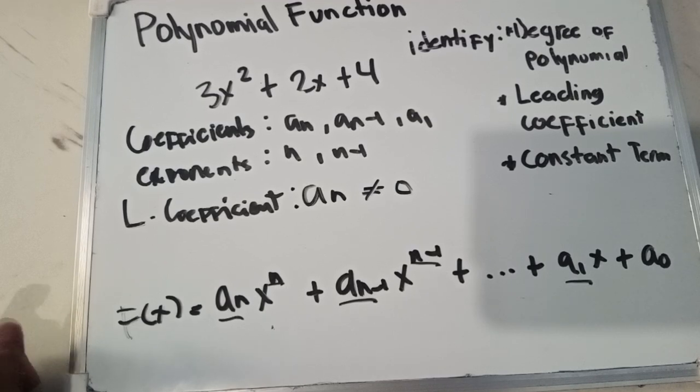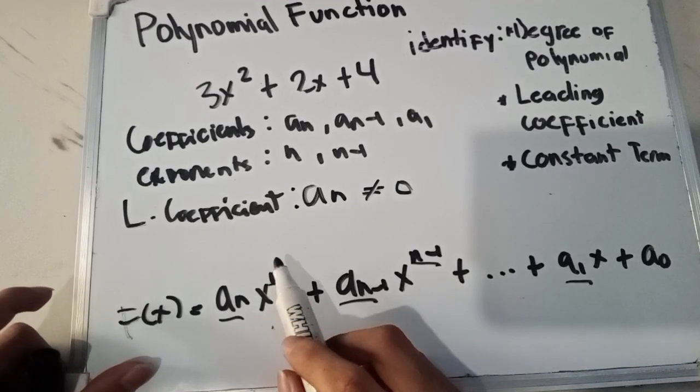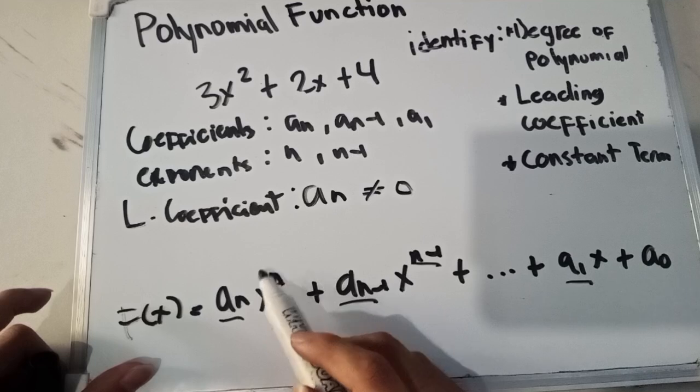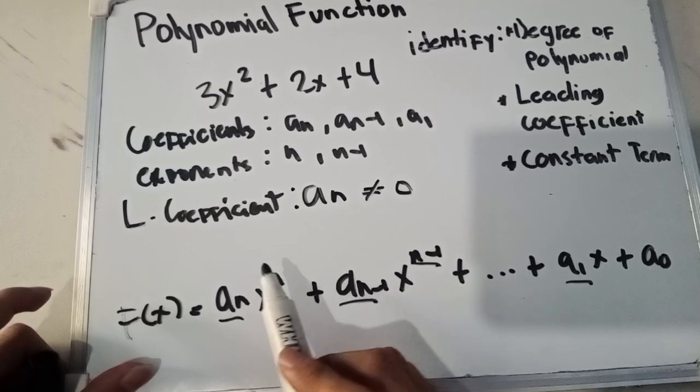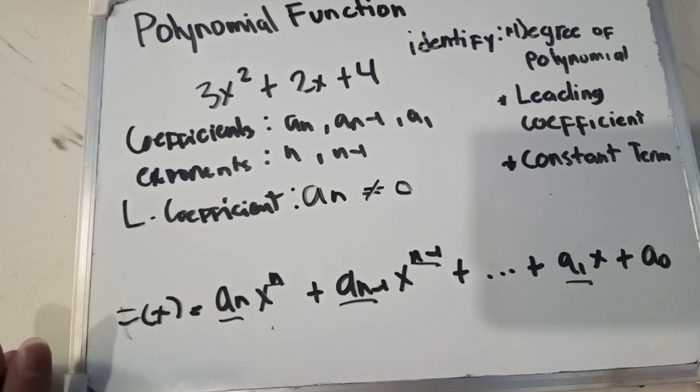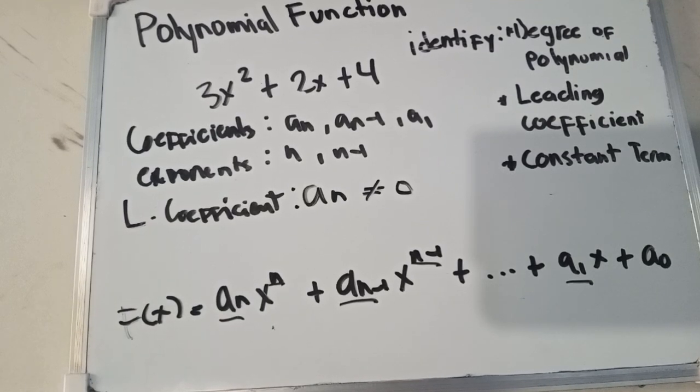Now, the exponent that classifies the leading term is the degree of polynomial. Okay, the degree of the leading term. So exponent should be a non-negative whole number. They shouldn't be negative, with a fraction, radical sign, or on the denominator.